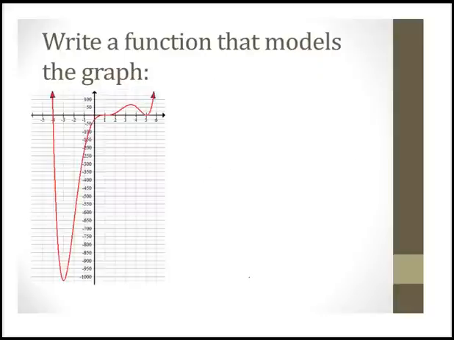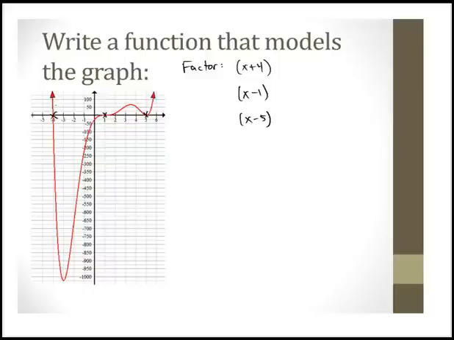All right, and one more example. Let's see what we have here. We see this graph, and I see again 3 x-intercepts at negative 4, at 1, and at 5. So that means I have factors of x plus 4, x minus 1, and x minus 5.